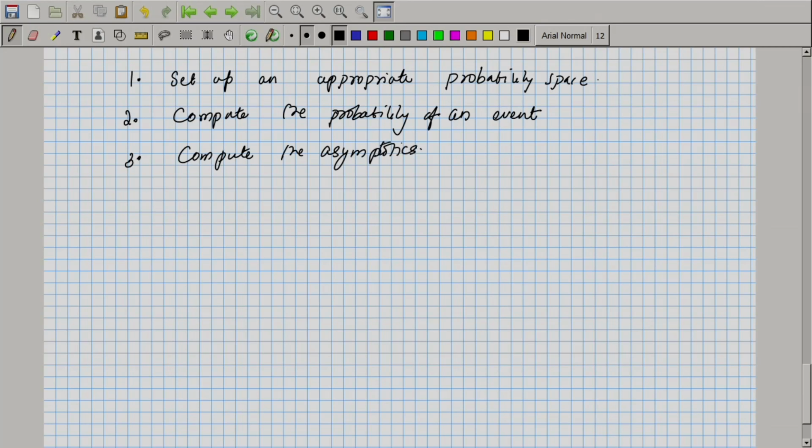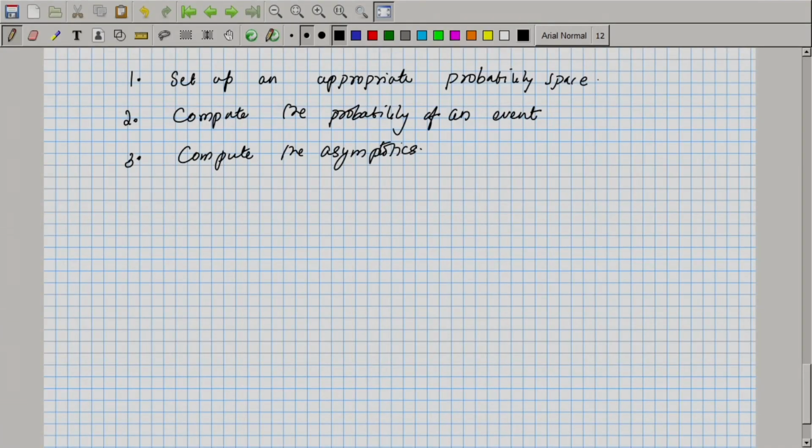Okay. Initially we will go through all these steps one by one. Later on we will not explicitly do that, but essentially those will be the steps that we will be employing.